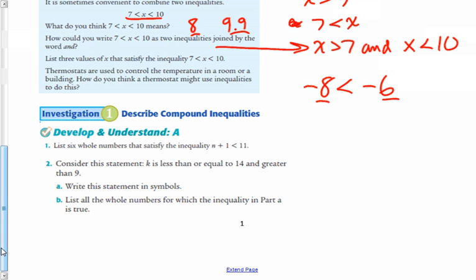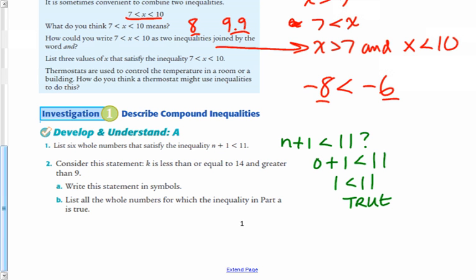All right, let's look at this one. List 6 whole numbers that satisfy this inequality. N plus 1 is less than 11. Okay? One of those numbers could be, so we just need to be less than 11. So how about 0? Is 0 plus 1 less than 11? And 0 plus 1 is 1. And 1, that's true. And if it's true, that means it's a solution. So 0 is one possibility.